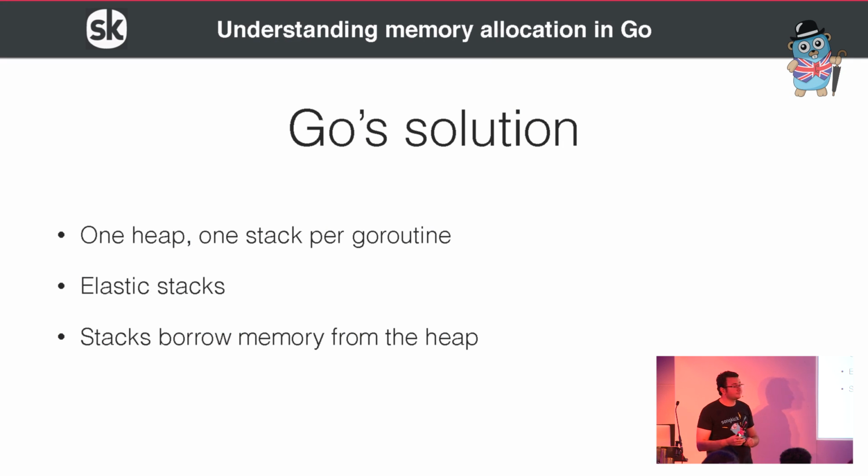So in Go, when you run a Go program, there's one heap. There's one place with the code and the constants. And then you have one stack per Go routine. So every Go routine will have a stack attached to it, basically. And they also made it elastic. So the stacks are basically borrowing memory from the heap and putting it back on the heap when they're done. So that's a pretty clever solution, I thought.